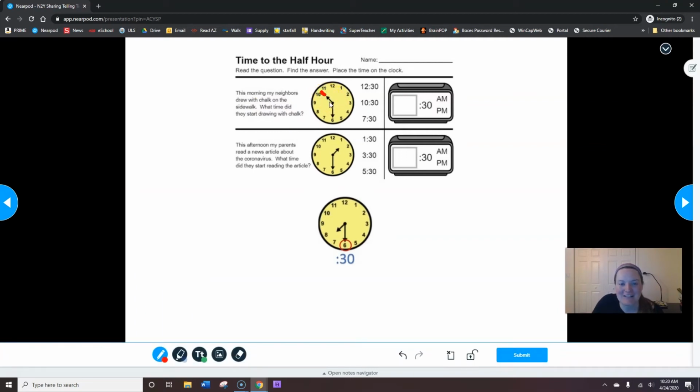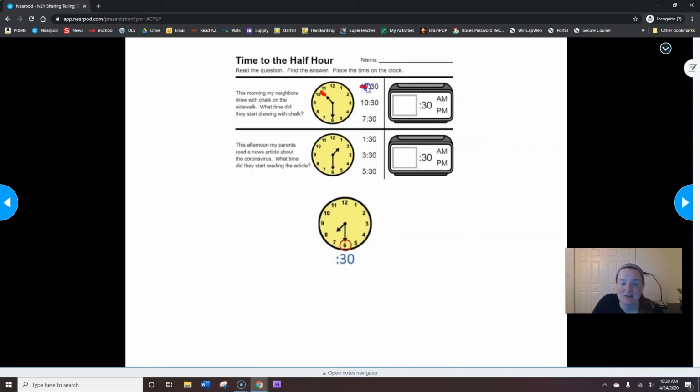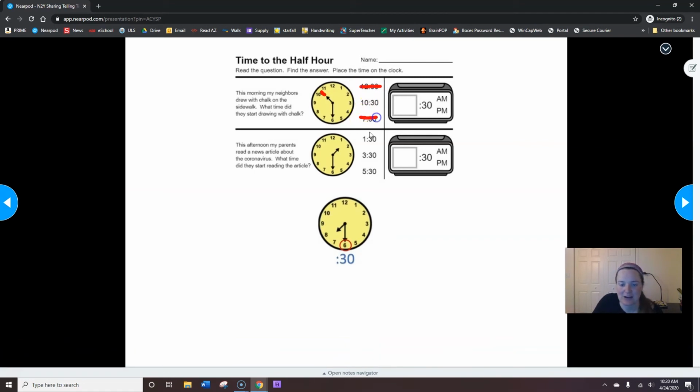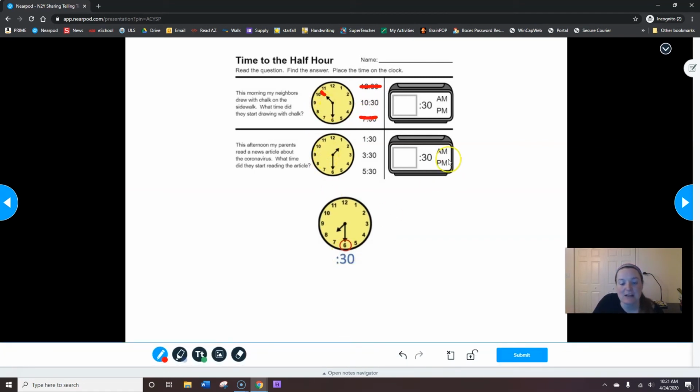First we look at the little hands. The little hand is pointed between the 10 and the 11. It didn't get to 11 yet. It didn't cross the finish line. So it's 10 something. Not 12:30. 10:30 maybe, not 7:30. So all of them on this page end with 30, but we're going to check.